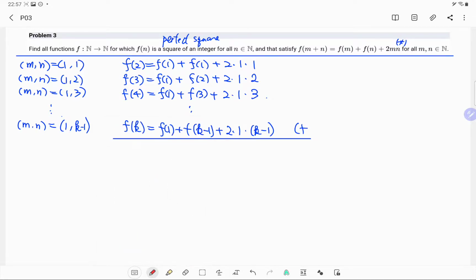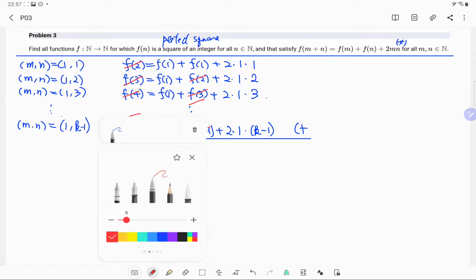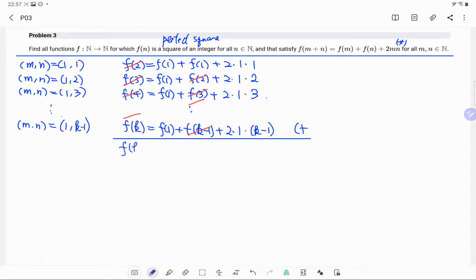Then we can cancel f of 2 and f of 2, f of 3 and f of 3, f of 4 and f of 4, and finally f of k minus 1 and f of k minus 1. So it turns out to be f of k on the left hand side, and we have k minus 1 equations in total. For the first column, we have k minus 1 times f of 1, and then we still have another one here. So in total we have k times f of 1, plus the last column, which is 2 times 1 plus 2 plus 3 plus up to k minus 1.